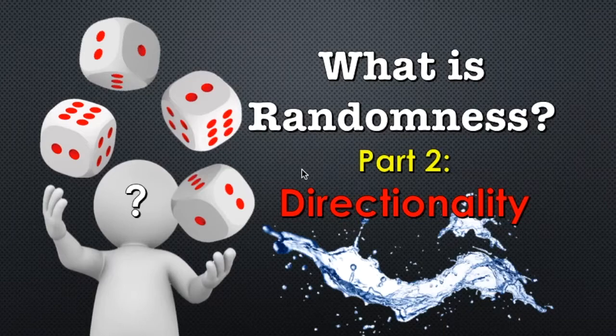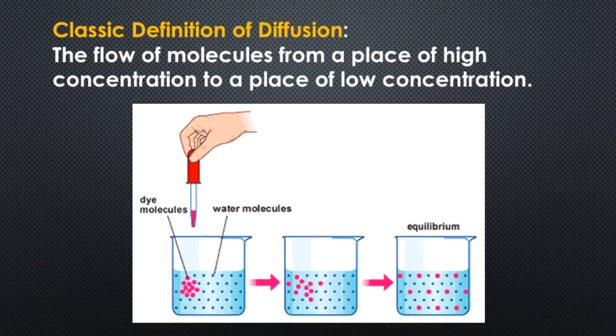In this episode, we're going to talk about a concept that helps understand randomness. Directionality is important in understanding the movement of molecules in liquid form. What is diffusion? The classic definition of diffusion is that it is the flow of molecules from a place of high concentration to a place of low concentration.